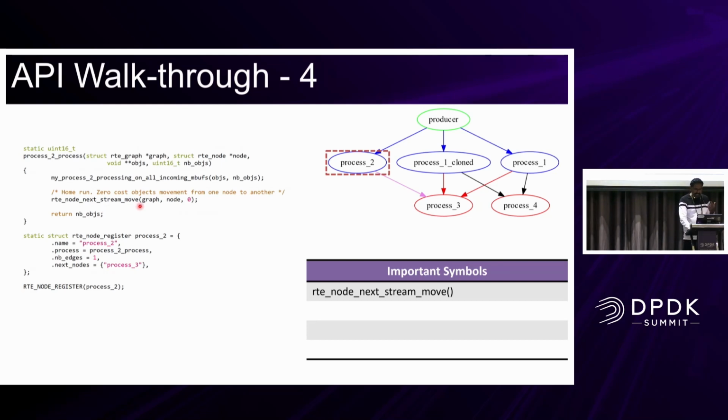I have an internal details slide. Basically, in this scheme, we're just swapping the data pointer to enable this. So with this, if you're able to do the stream move, it's a zero cost of moving the data pointers from one node to another.